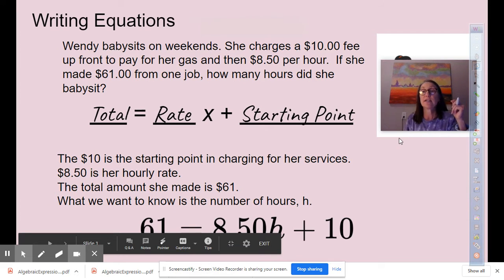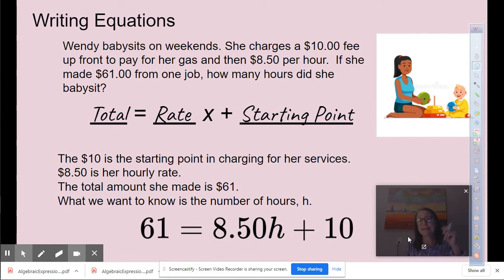Tonight, we are going to look at writing equations. We've been doing that for a little bit, but now we're going to get super serious about it. I'm going to try to give you some guidance on how you can apply a little bit of structure.